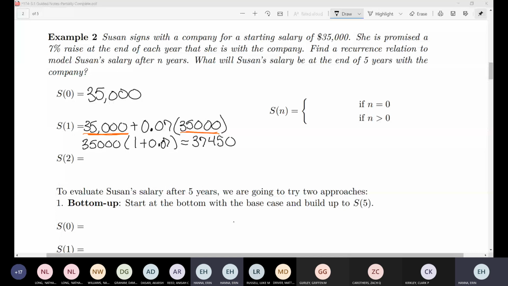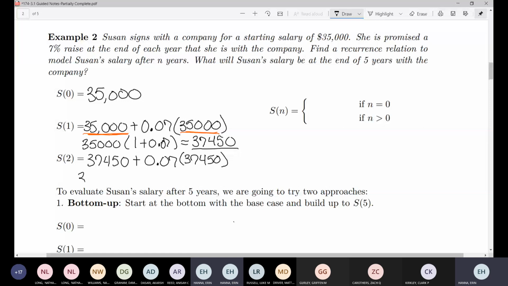So then what about after she's worked there for 2 years? Well, essentially now it's taking this 37,450 and going to tack on an extra 7% of that. So it's not always 7% of the salary she started with, but now it starts building on the salary that she's actually making in that past year.